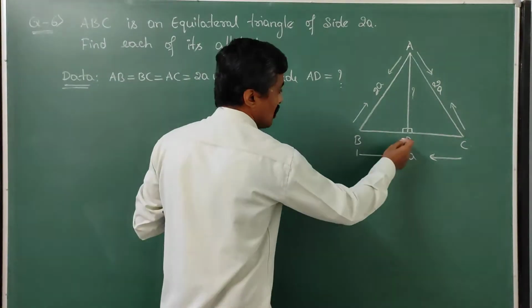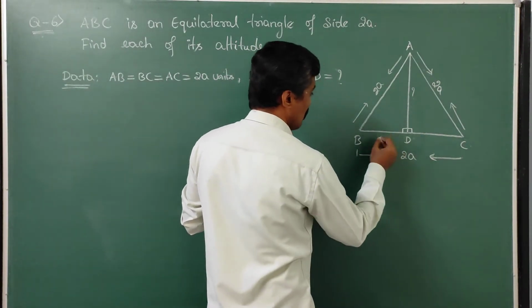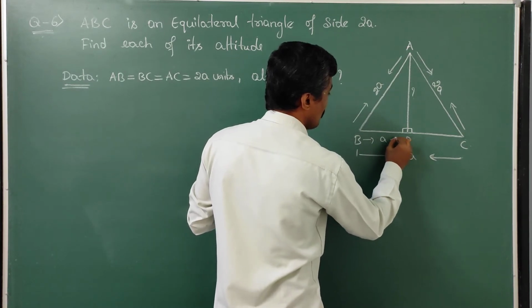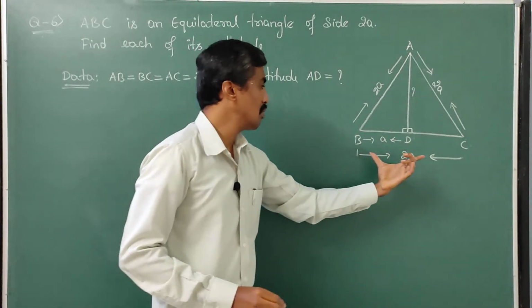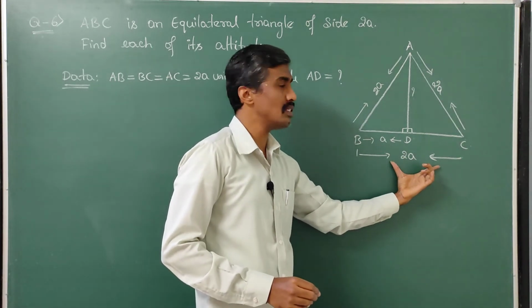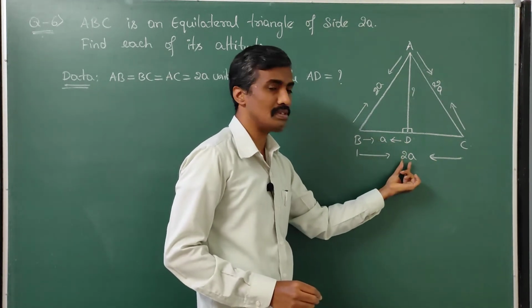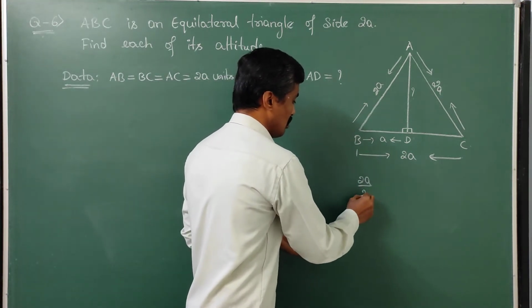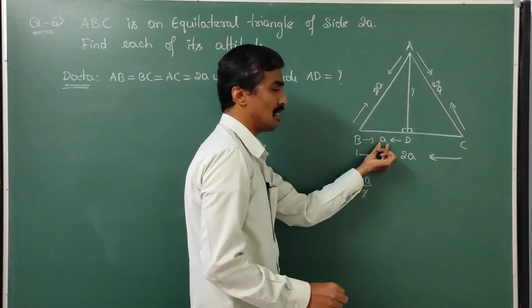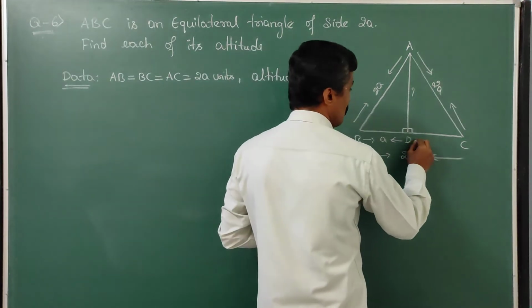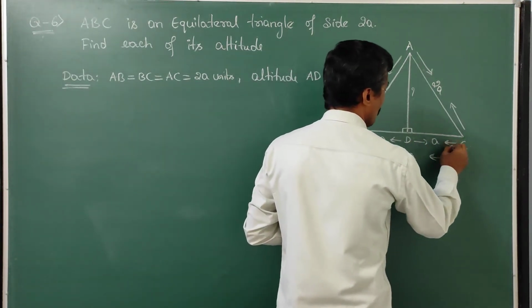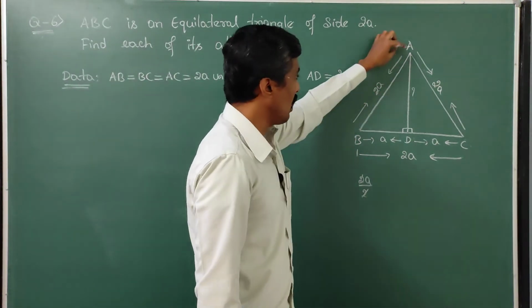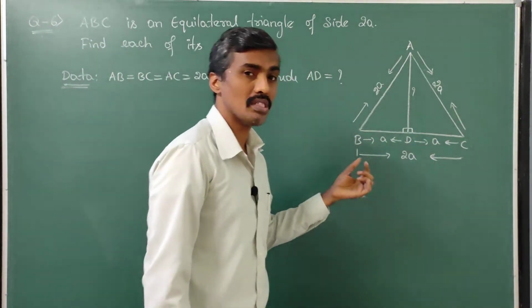So if it is bisected, then BD becomes... bisect means two equal parts. Total BC is 2a units, so BD is equal to half of that, 2a by 2, so the 2 gets cancelled. Therefore BD is a unit and DC is also a unit. Or you can also prove this. So AD bisects BC. I will start from that.